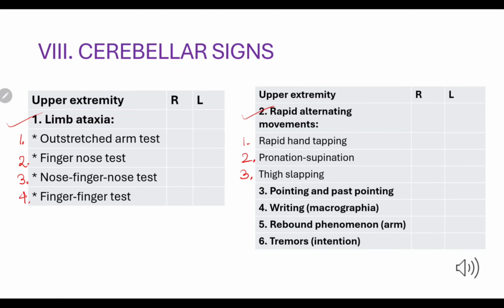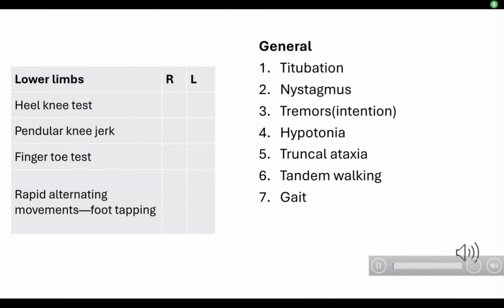Still in the upper limb, we check for pointing and past pointing, observe their writing for macrographia, and test for the rebound phenomenon and intention tremors. Don't forget the lower limbs when testing the cerebellum.